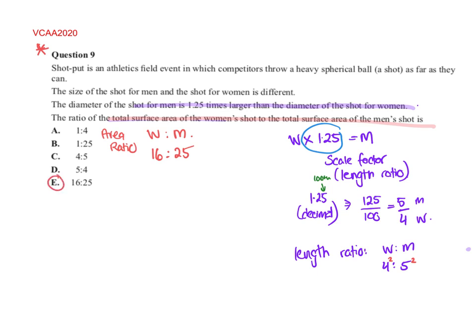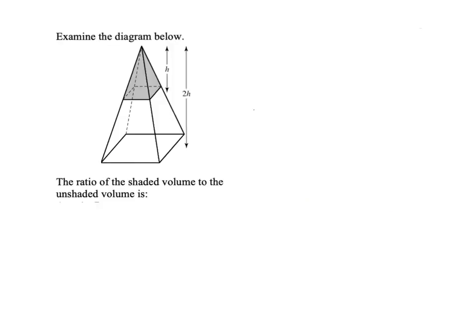So there's that answer. Okay, so here you've got your pyramid, and it said the ratio of shaded volume to the unshaded. So really what you've got, you want the volume of that top bit versus the volume of this bottom part of the thing. Now these two parts here are not similar. So that's not what we can use. There is similar shapes here, but it's not those parts of it.